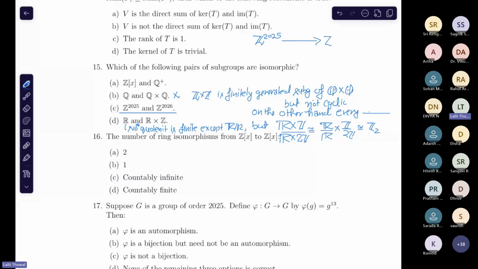Suppose you have some isomorphism. Can you extend this isomorphism from Q^2025 to Q^2026? What do you think? Can you extend it? Additive homomorphism, I meant to say. Suppose you have an isomorphism, is there a way to extend it from Q^2025 to Q^2026? What do you think?